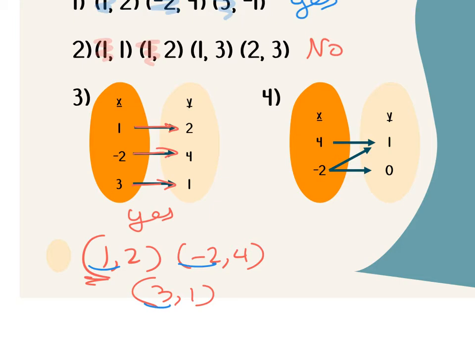Now the next one, notice this -2 here. This has 2 lines or 2 arrows coming out of it, so this would not be a function. Again, if you wanted to list it as a group of ordered pairs, you would have -2 going to 0 and to the 1. So because the -2 repeats, it's not a function. Pretty good?